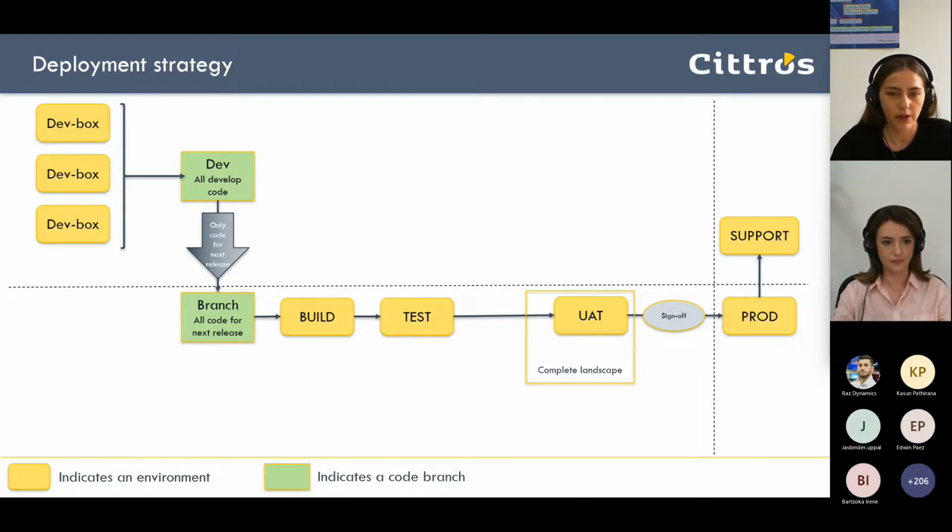Next, we have the build environment, where those code changes are compiled and built as part of the final code preparation. Then they are installed first in test and then in UAT, so they can be further tested. And once the user acceptance testing process is complete, a sign-off step is needed to confirm that the users are satisfied with the outcome of their testing and the code is ready to be deployed to production.